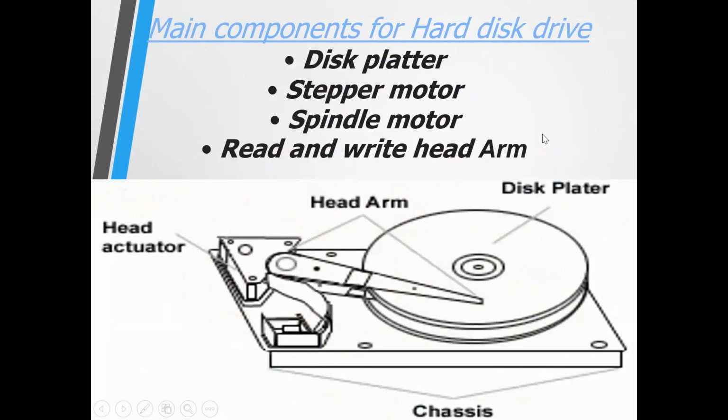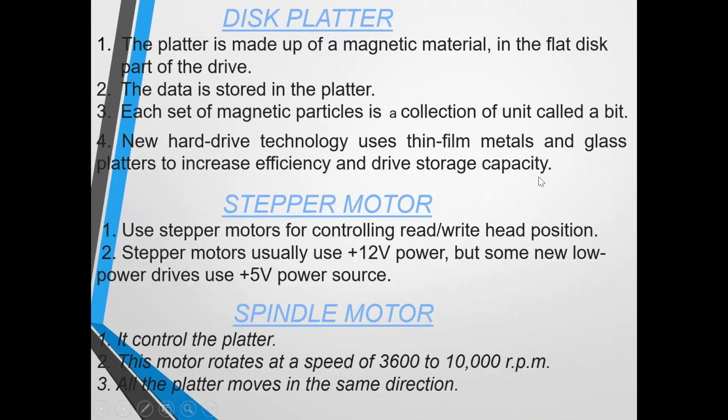Okay, look at it again. The main components of the hard disk: you've seen a disk platter. We need to know it, the head arm to help us do the reading, the head actuator because it keeps moving, and of course the chassis is the outer block that it has. We'll take time and describe some of the basics.